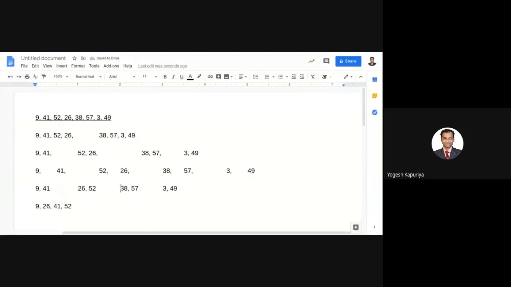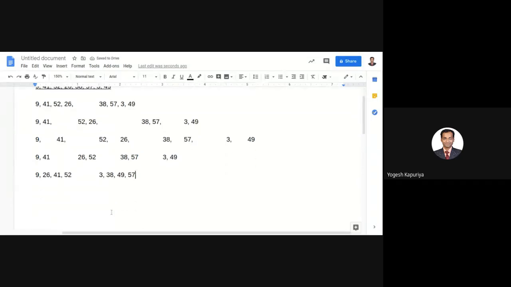Similarly, if you look at these two splits, 38 will be compared with 3. Whatever is the smaller one will be copied. Now 38 will be compared with 49. The smaller one will be copied. 49 will be compared with 57. The smaller one will be copied. And now the remaining one will be copied. Still, this is not the result which you are interested in. So what are you supposed to do now? You are supposed to merge these two arrays in sorted order.